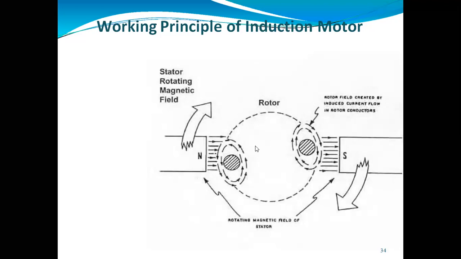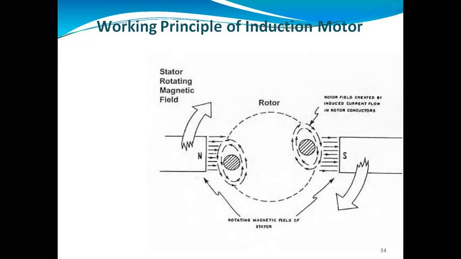At that time, there will be the formation of poles because there is a magnetic field. So there will be the north pole and the south pole. You will give three-phase supply to the stator. The stator will not rotate, but the magnetic field which is produced in the stator and rotor will start to rotate. The magnetic field will rotate and the rotor part also will rotate. Rotor part means the main winding, or we can say the armature winding.